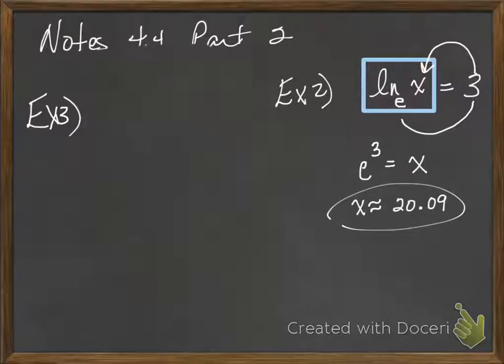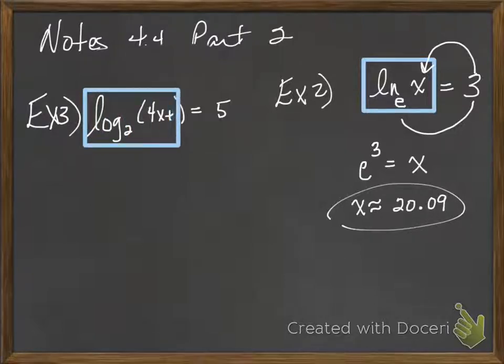All right, example 3. Log base 2 of 4x plus 1 is equal to 5. So my question is to you, will this log evaluate on its own and will the log go away? Because sometimes it will. It's not.